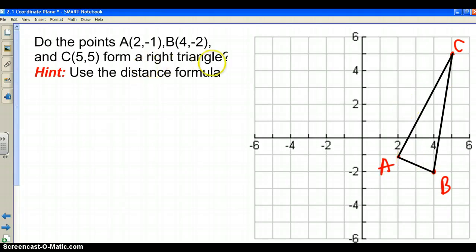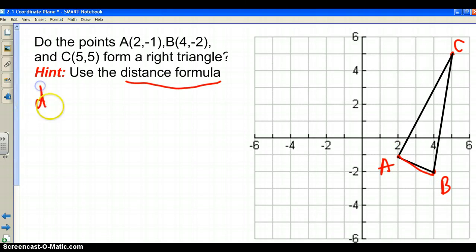This is what it says: Does it form a right triangle? It says use the distance formula. It's kind of a hint for you. I could eyeball it and guess that it might, in fact, form a right triangle, but we really need to go a step further and use the distance formula really 3 times. So this first time, I'm going to find this distance AB.